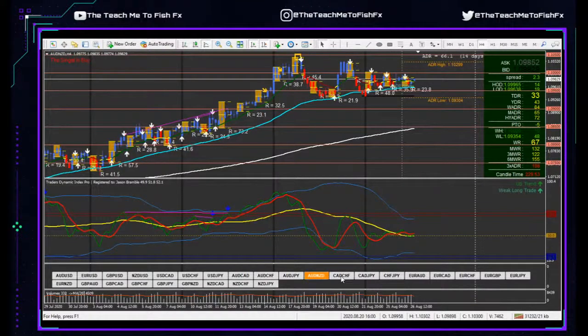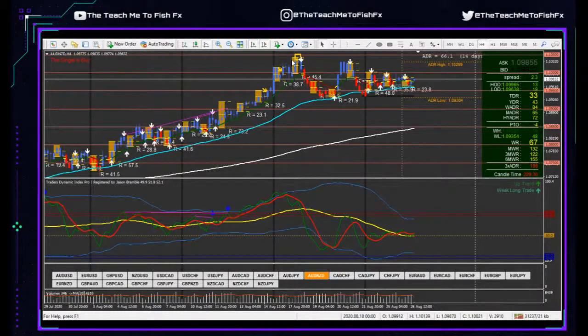Aussie NZD. Got a signal back here. Even on the daily we got a signal. This market has been going up for a while, so it probably looks like it's either trying to turn or just give us a quick correction before continuing up. But we had a signal back here. Nothing fresh for this week.